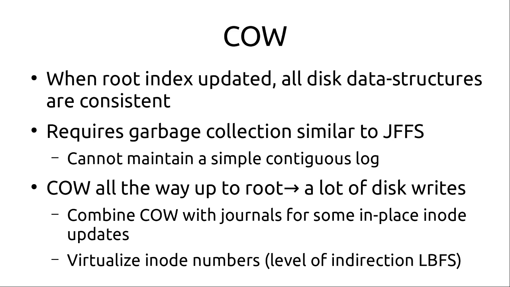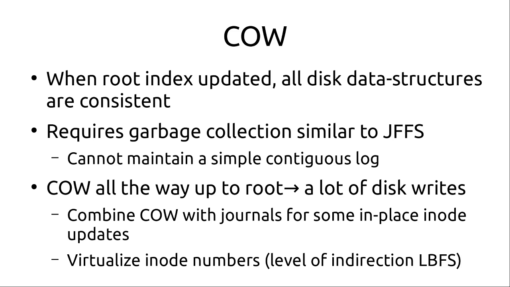JFFS was very simple because it just had the head and tail. Everything in between was either erasures or data that was valid, depending on which side of head and tail you were on. We really can't do a simple continuous log for a real file system because you end up copying too much data. So garbage collection ends up being a relatively complicated operation. We saw here that you need to do copy on write all the way on up to the root, which is a lot of disk writes just to do one write.